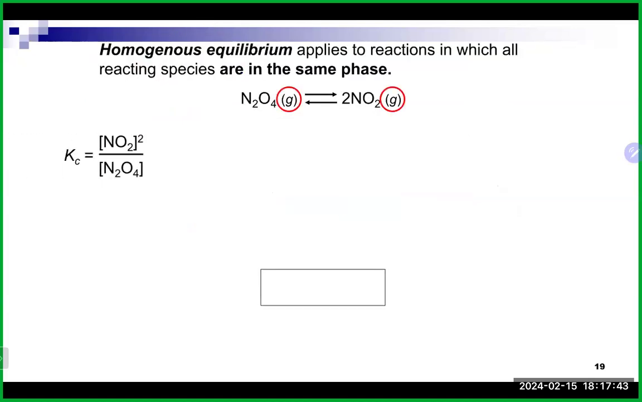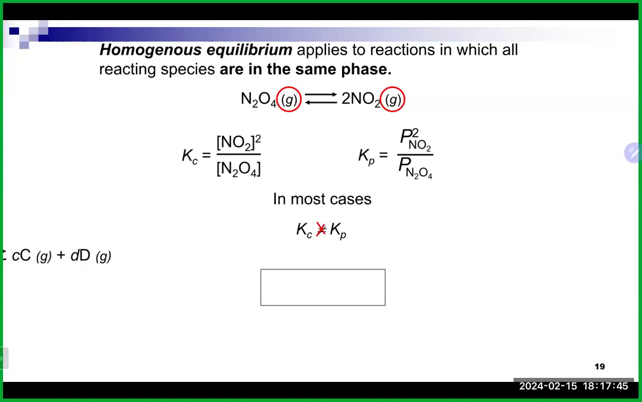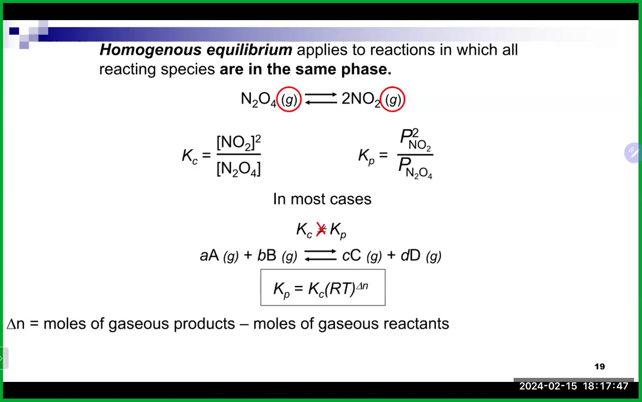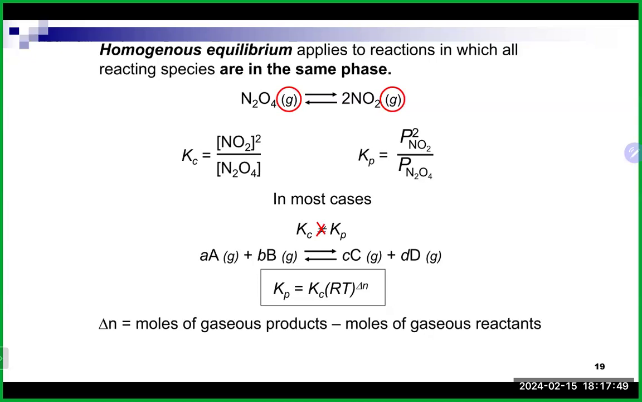All right, so let's talk a little bit about homogeneous equilibrium. Homogeneous equilibrium makes me think of homogeneous mixture, which means it is the same throughout. I taught it last week, I hope. And that is what it means. What it means here when we talk about a homogeneous equilibrium is everybody is in the same phase. So in this case, they're all gases. All the reactants, all the products are gases.